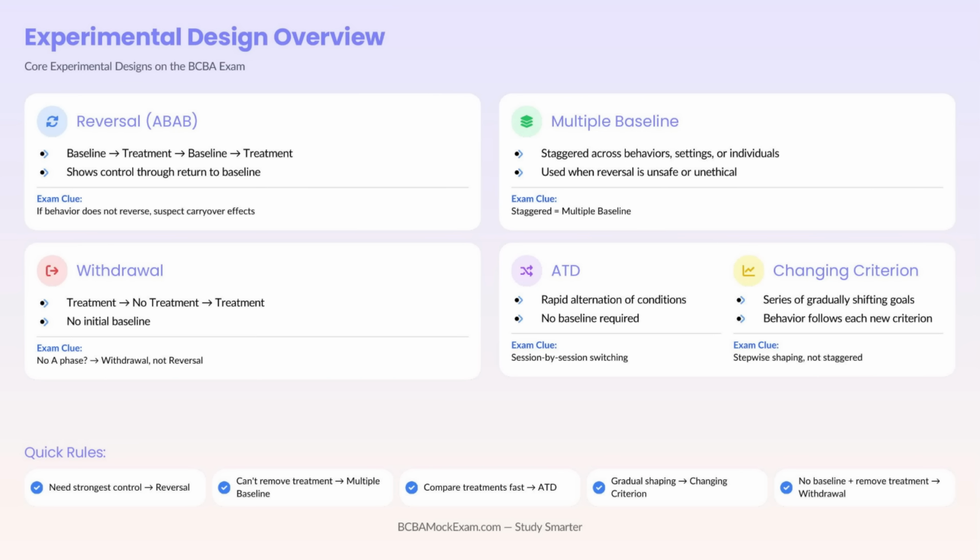Reversal gives the strongest control. Multiple baseline is used when withdrawal is unsafe. Alternating treatments is for fast comparison. Changing criterion is for gradual shaping. And withdrawal is identified when treatment is removed without an initial baseline.